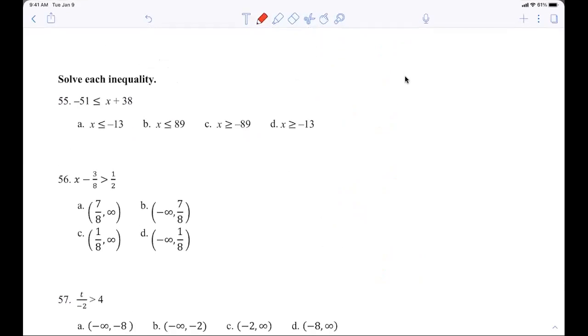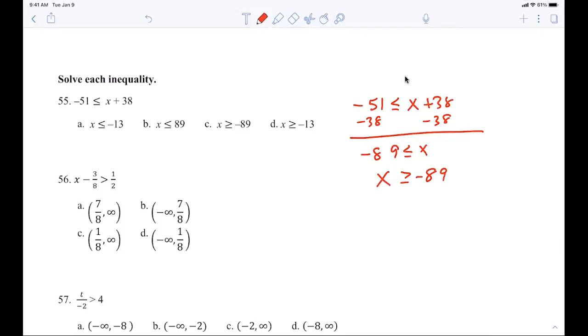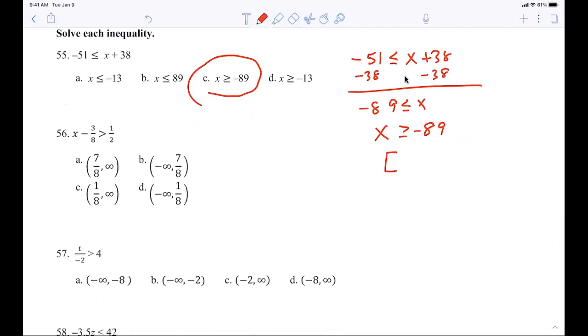All right, so now we're gonna solve this. Negative 51 is less than or equal to X plus 38. So we subtract 38. And so we have negative 89 is less than or equal to X. However, we write the X first. When I write the X first, you change the inequality sign. So it becomes X is greater than or equal to negative 89. C is correct. Anybody have any issues with that? Now remember, interval notation, this would be a bracket, negative 89 to infinity.